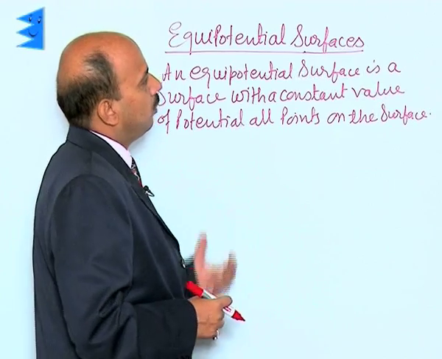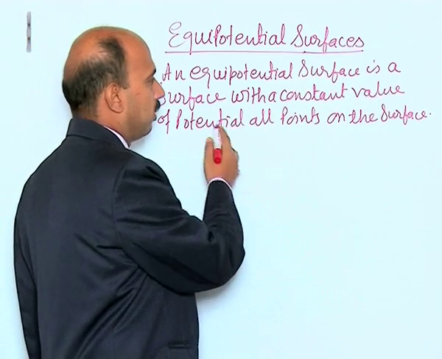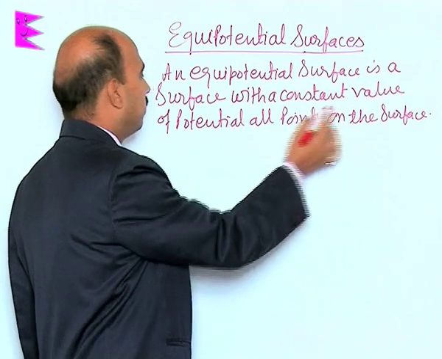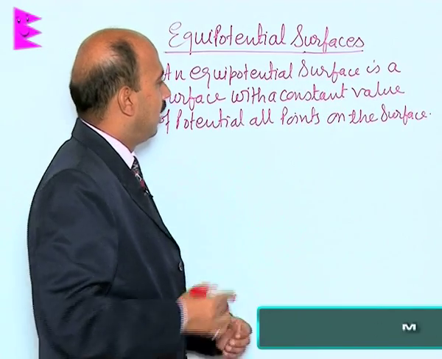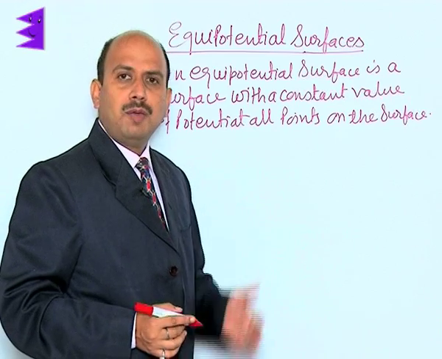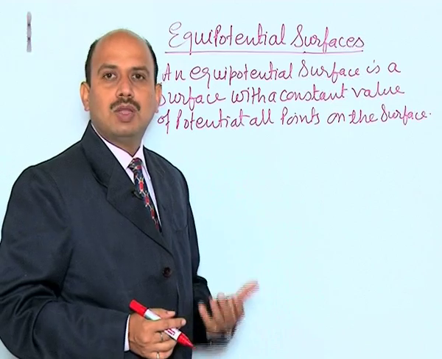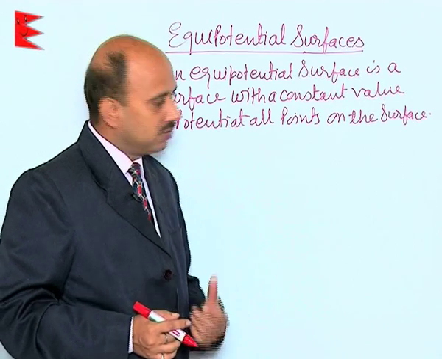Now see here, equipotential surfaces. An equipotential surface is a surface with a constant value of potential at all points on the surface. So if you have taken a surface where the potential at every point remains the same, that is known as an equipotential surface.